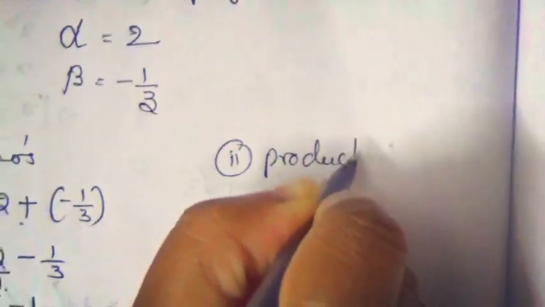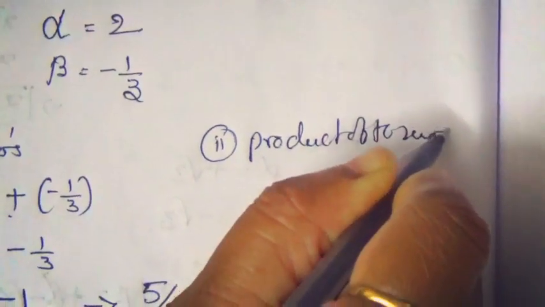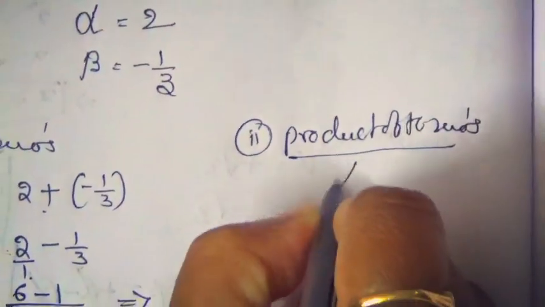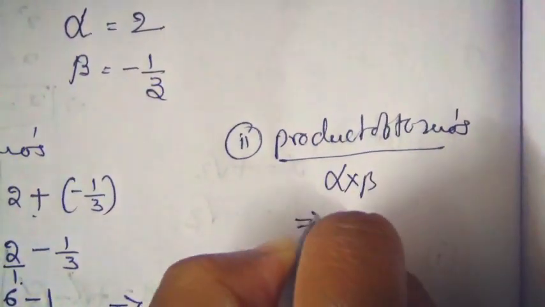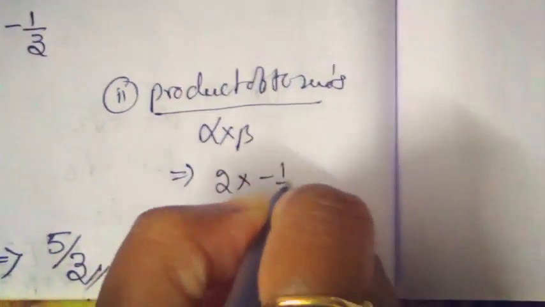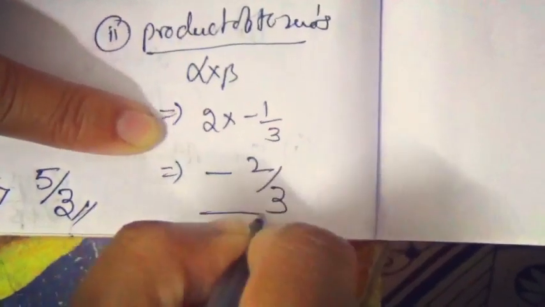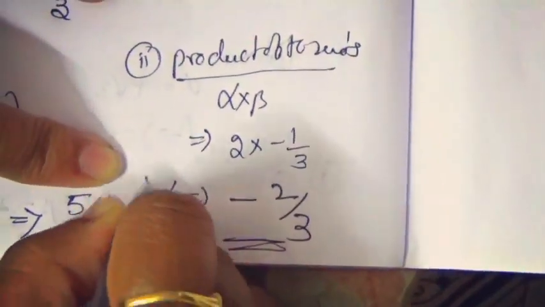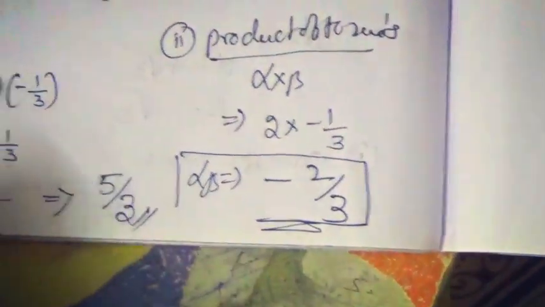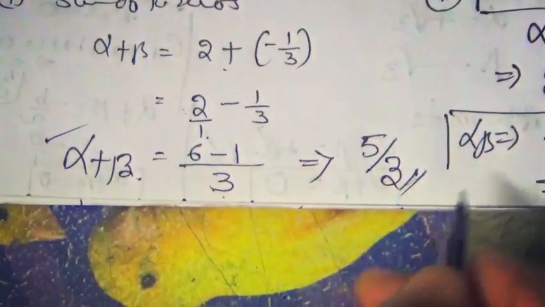Then second, the product of the zeros. Alpha into beta is equal to 2 into minus 1 by 3, which is equal to minus 2 by 3. It is the value of alpha into beta. Here we have two values, for alpha plus beta and alpha into beta.